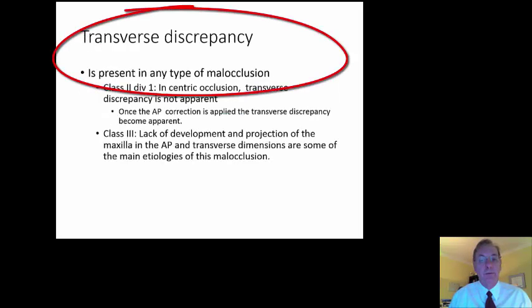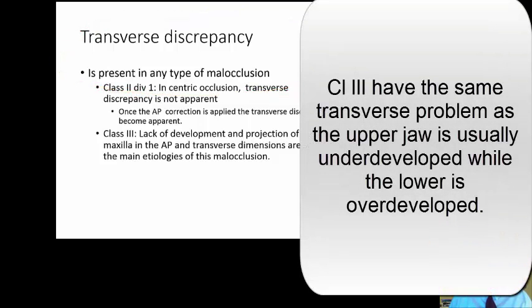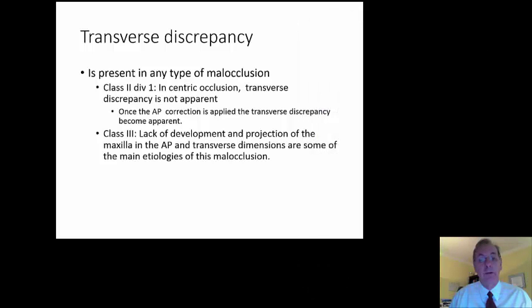The transverse discrepancy can be present in any type of malocclusion. A lot of class 2 division 1s have, in centric occlusion, a normal occlusion, or actually a normal transverse dimension, but when you bring them forward into a class 1, you'll notice that the transverse discrepancy becomes apparent. Please refer to Dr. McNamara's article on this topic because he explains it very well. Refer to the reference sub-module in this module for online.